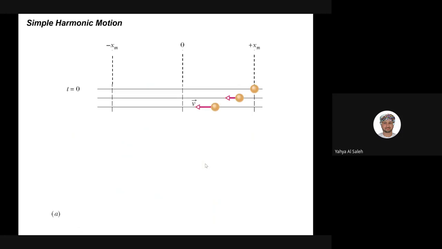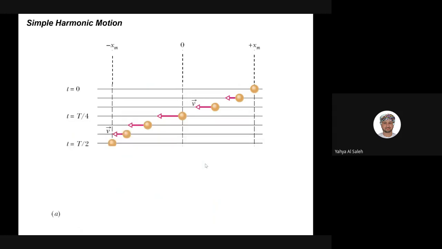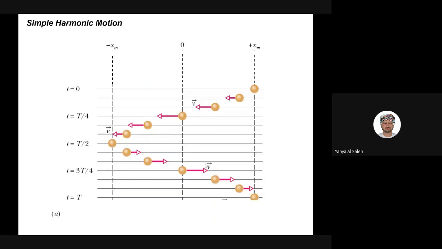If I want to take a look at the position of my ball, for example, it will start from a positive maximum. It will move constantly towards a 0 point, and then it would go towards a negative maximum, and then come back in reverse. And the entire time to go and to come back takes a specific amount of time that we call capital T, the time period.